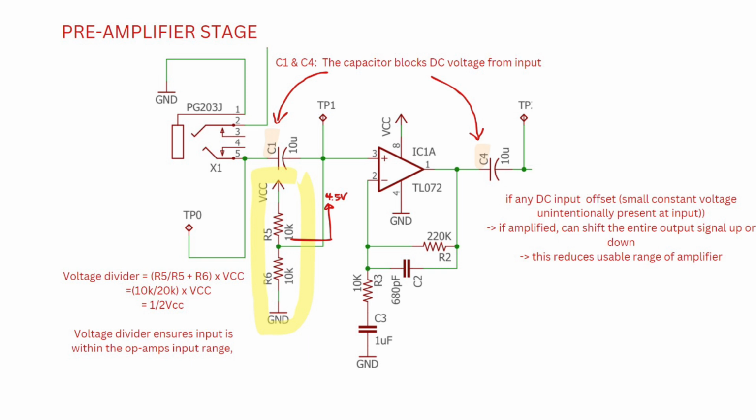And the reason why we have a DC voltage blocker is because if any DC input, like offset, is put into the thing and amplified, it can shift the entire output signal up or down, so reducing the usable range of the amplifier, which is why we have to block out the DC input.